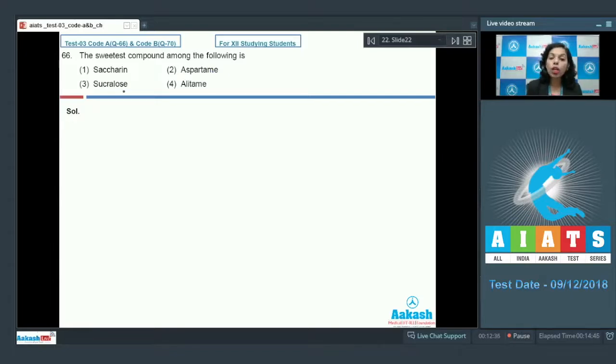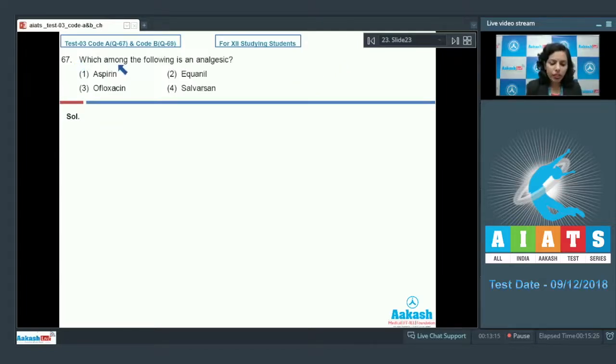And then sucralose is there. Sucralose is 600 times sweeter than cane sugar. Then if we talk about L-etine, this is the sweetest one because it is 2000 times sweeter than cane sugar. That is why option 4 is the correct option for this particular question. And yes, the turn is there for question number 67.